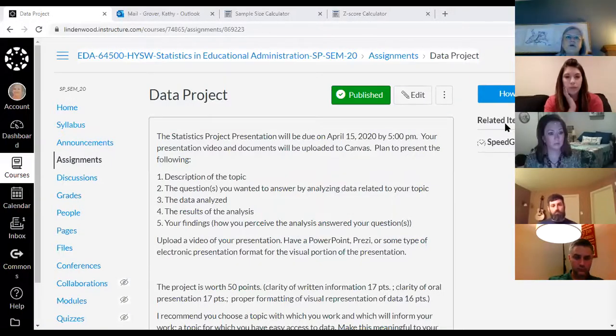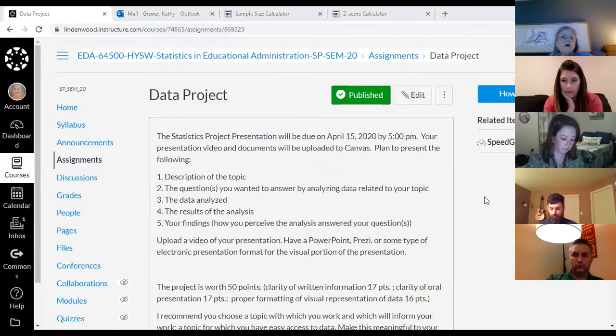This is the Canvas page from the 645 Canvas shell, but it's exactly the same in the 745 shell. I've published this today. This is the data project that is due on the 15th. And we do this each year. And like I said, for you all, it will be based on the data that you collected at the beginning of the year where you had the 2 data sets.